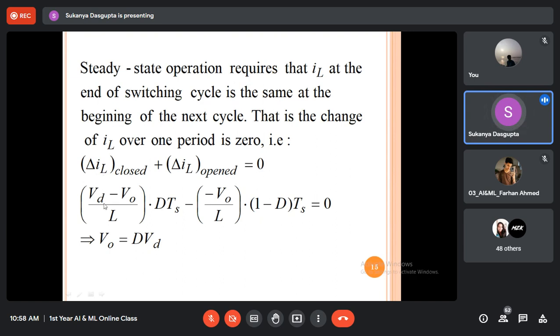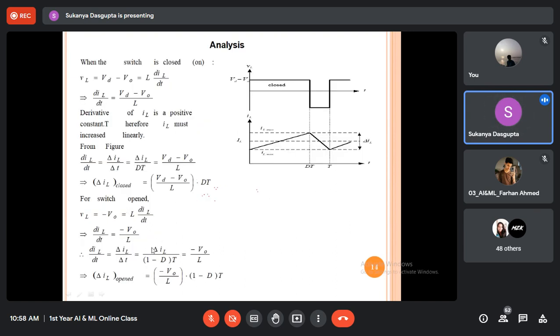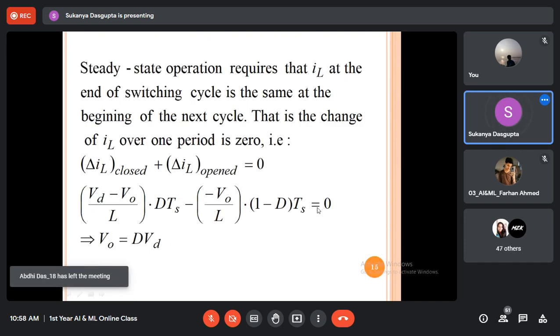So you just put the expression of del IL closed, this one, and del IL open, this one. Over here, if you equate these two currents equal to 0, you will get V0 equals D times Vs. That means the average DC output voltage for buck converter is equal to duty ratio times the input voltage. That means if the input voltage of the DC-DC converter circuit is 100 volt, and if the duty ratio is 80%, then what should be the value of the average DC output voltage? It should be only 80 volt. 80% into 100, hence 0.8 into 100. So it is just 80 volt.